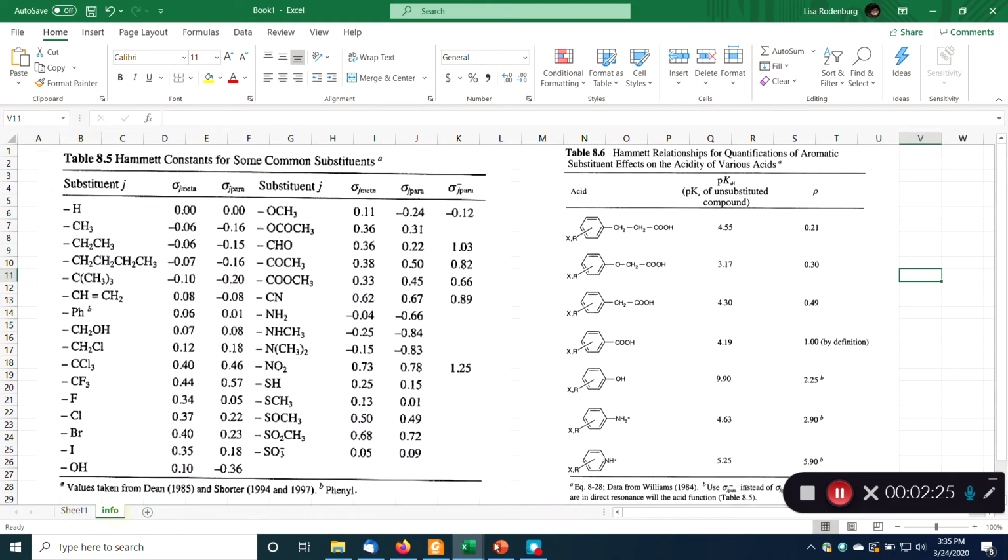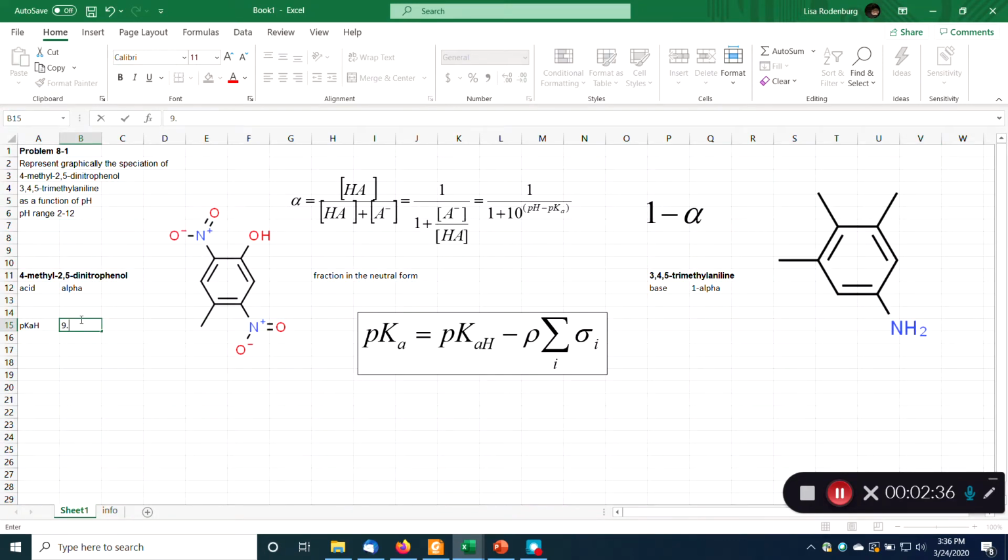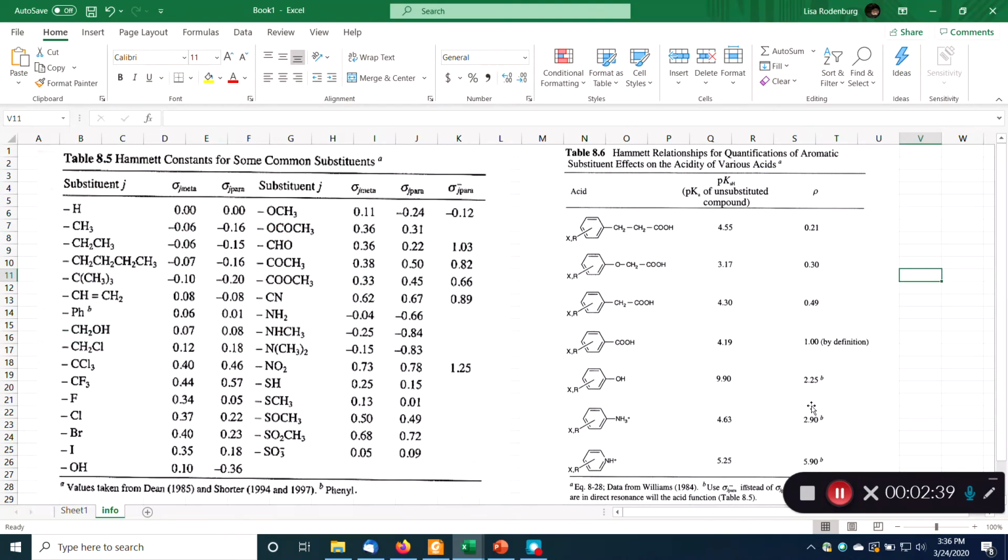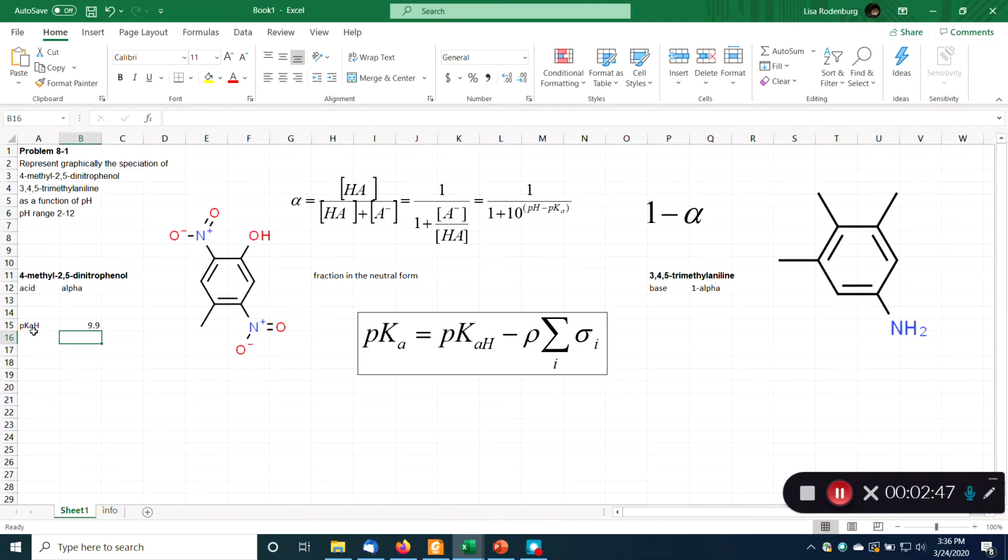phenol. So we go to this table from the textbook. It's also in the lecture notes. Here's phenol. The pKa of the unsubstituted compound is 9.90. So we put 9.90 here. The other thing we need to know from this table is, here's phenol, and here's rho. That's the slope term for phenol, is 2.25. Rho 2.25.